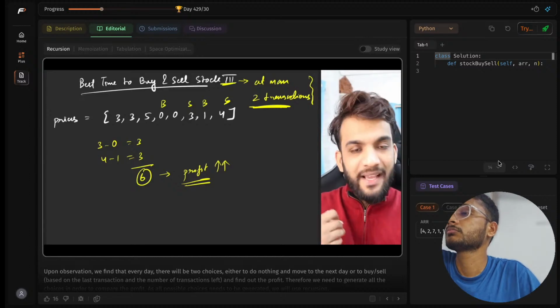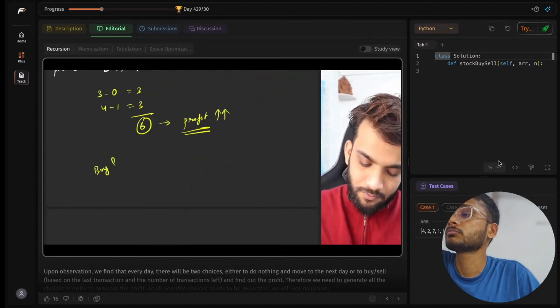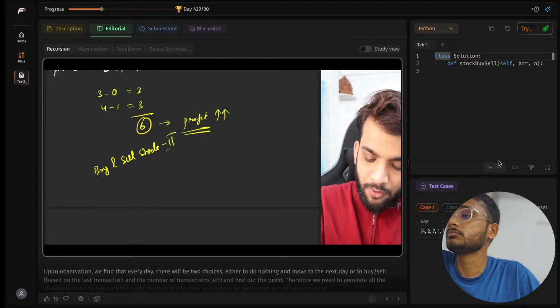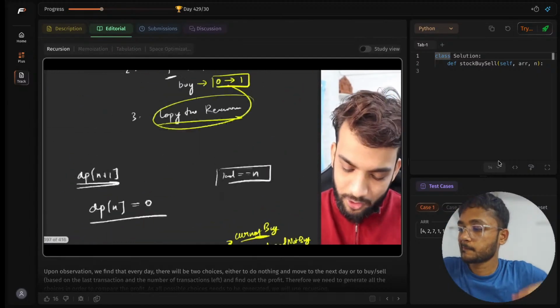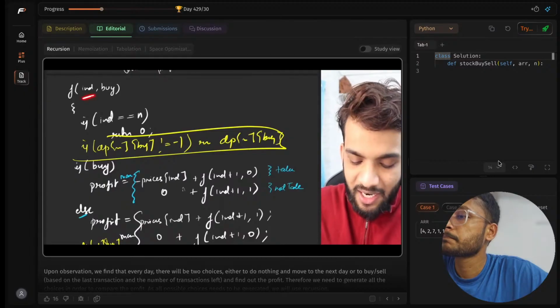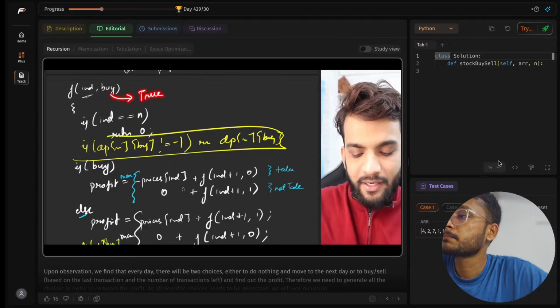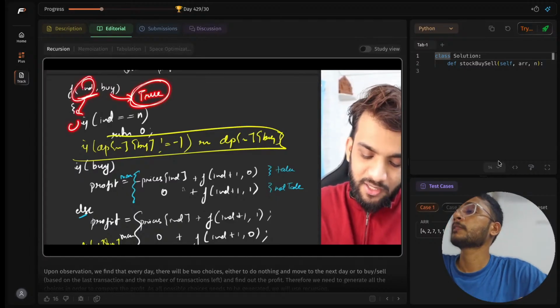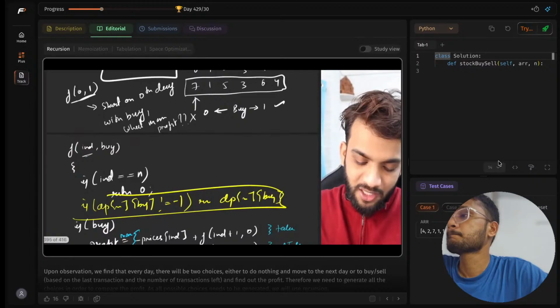Now this problem is an extension of the buy and sell stock 2 problem that we did over there. If you remember, let's get back to the code. Over there, if you remember the recursive code, how did it look? We started with the 0th index, right? And we took buy initially to be true, meaning you're allowed to buy. So you started with the 0th index and you said that you're allowed to buy. That's how you started, correct?